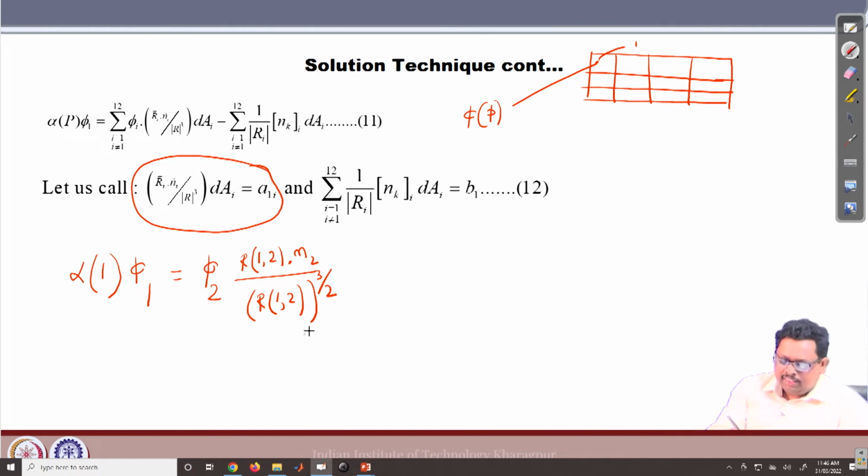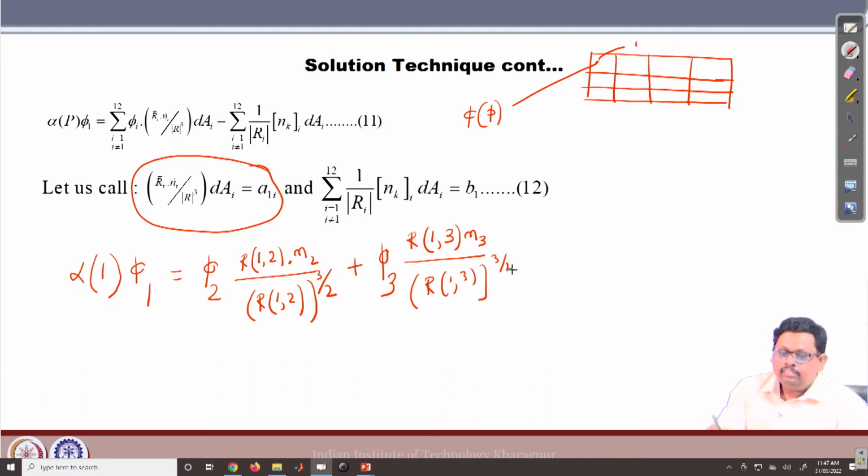Now, this whole part, you can see that everything is based on the first panel. Similarly, if I write for the third panel, it is phi 3 and then we have r, which is the distance from the first panel to the third panel, multiplied by the normal for the third panel, and divided by the distance from the first panel to the third panel, the whole to the power 3 by 2.